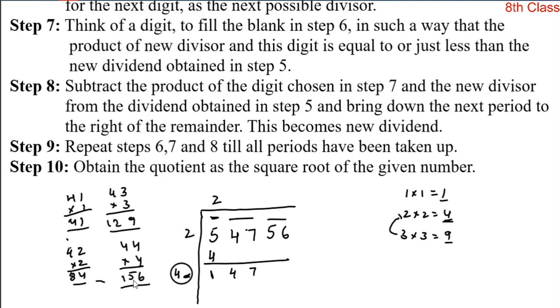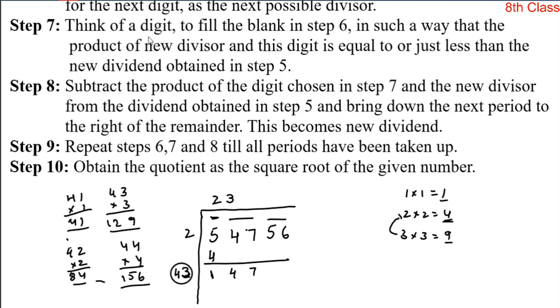Here 44 into 4, the product is 156, which is greater than 147. So we take the one just before: 43 into 3 is equal to 129. That means we place this blank by 3 and write the same digit on the right side of 2.